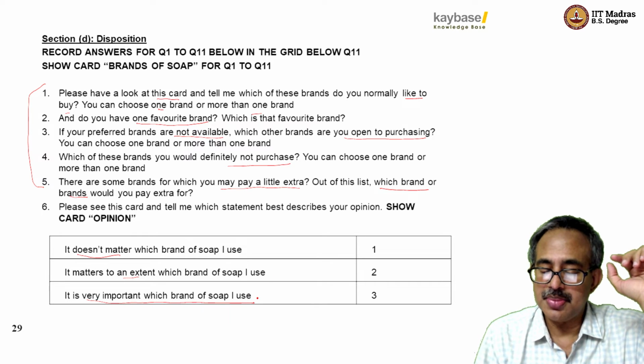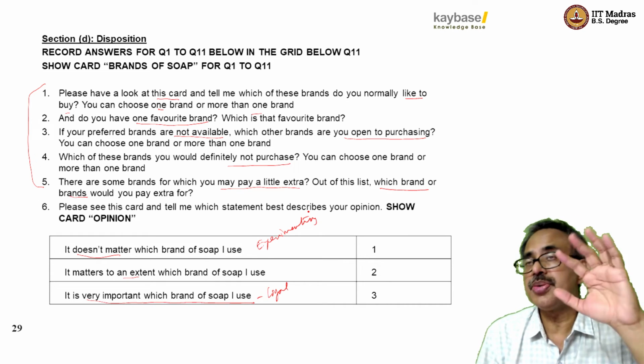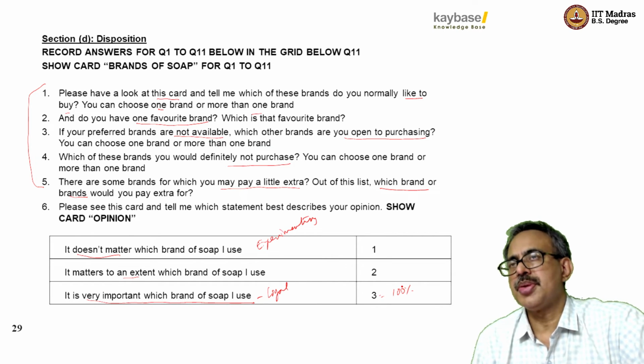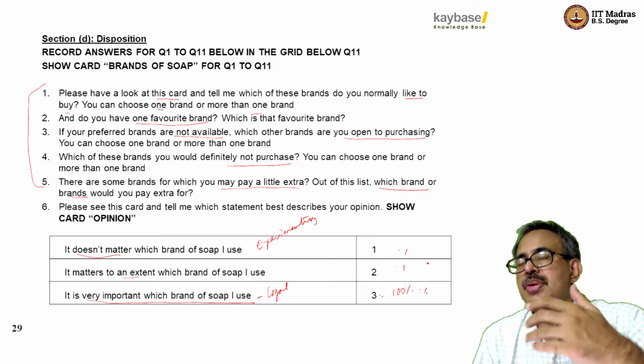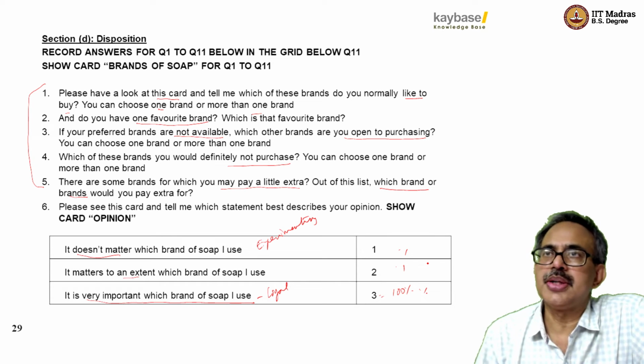And these are the people who are likely to be most loyal. These are the people who will keep experimenting. So in an ideal situation, we want this to be 100%. But that's not always the case, of course. So based on the percentage for each of these three questions, we will know the extent to which there is consumer involvement in that category. Okay, so far? Yes.